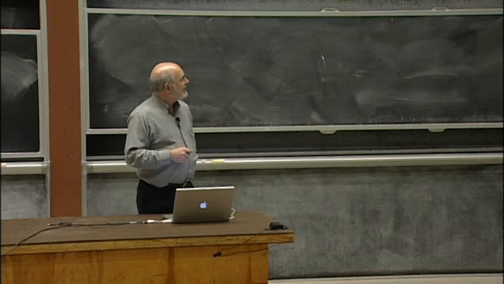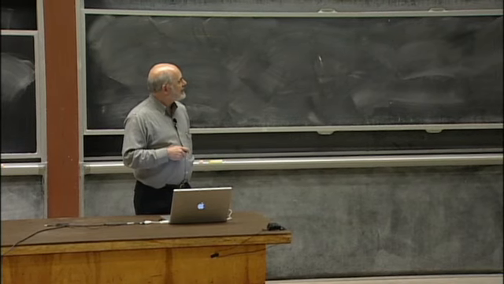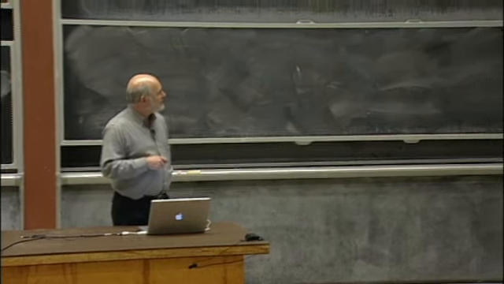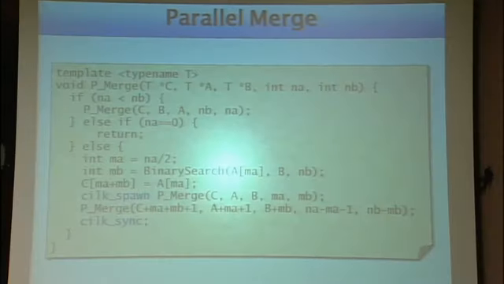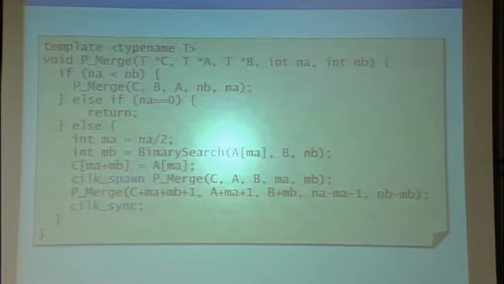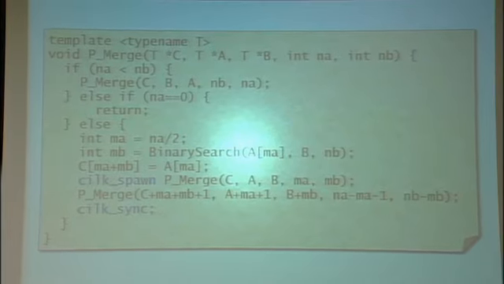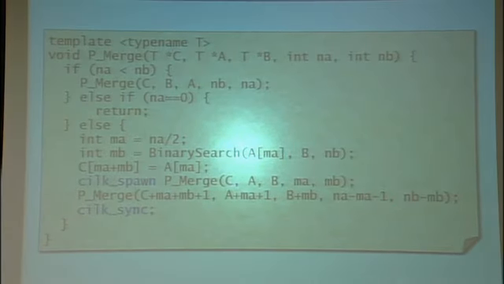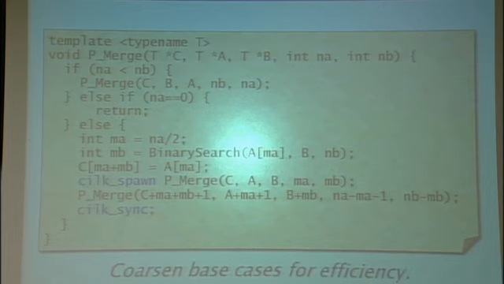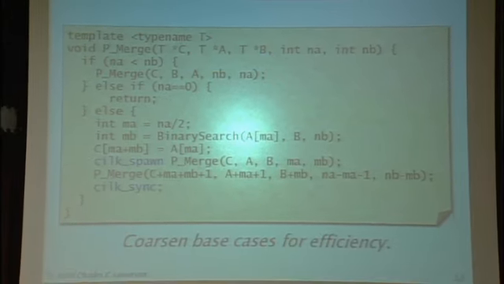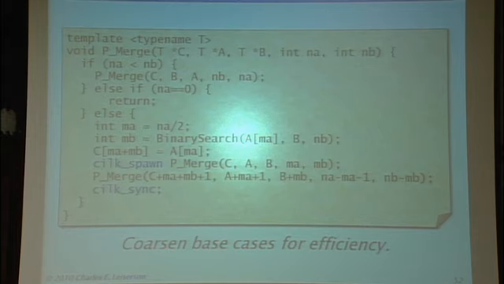So here's the parallel merge. Basically, you do binary search. You spawn the two merges. So here's one merge, and here's the other merge, and then you sync. So that's the code for doing the parallel merge. And now you want to incorporate that parallel merge into the parallel merge sort. So of course you coarsen the base cases for efficiency. Okay.